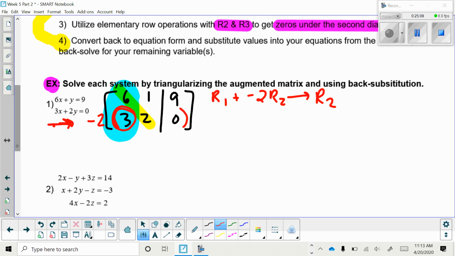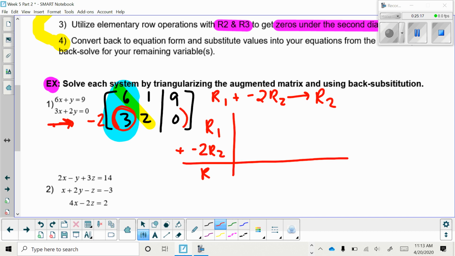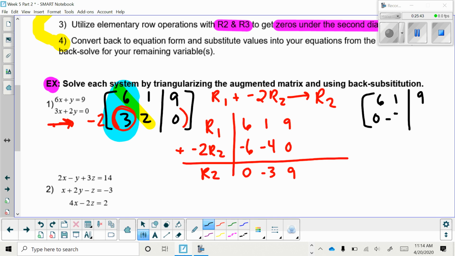So here's how that will look. So I've got row 1 plus -2 times row 2. It's going to give me my new row 2. So I've got 6, 1, and 9, -6, -4, 0. Adding those gives me nada, -3, and 9. So my new matrix looks like this. 6, 1, 9, 0, -3, 9. So my triangular form is done.